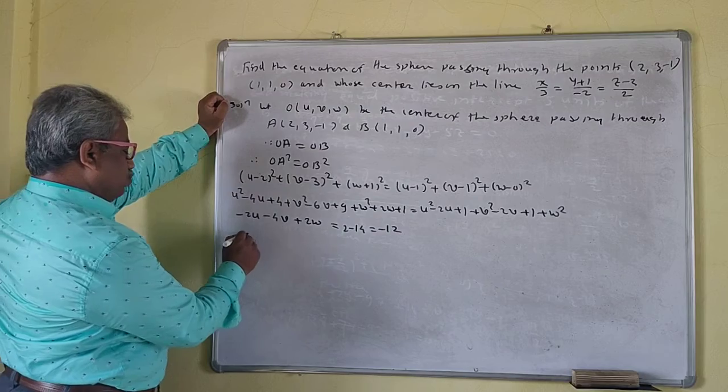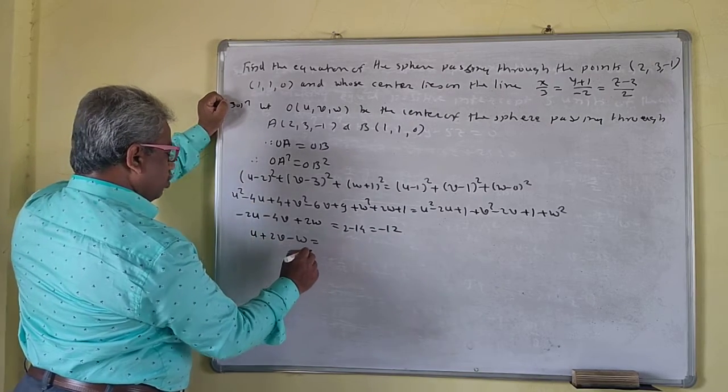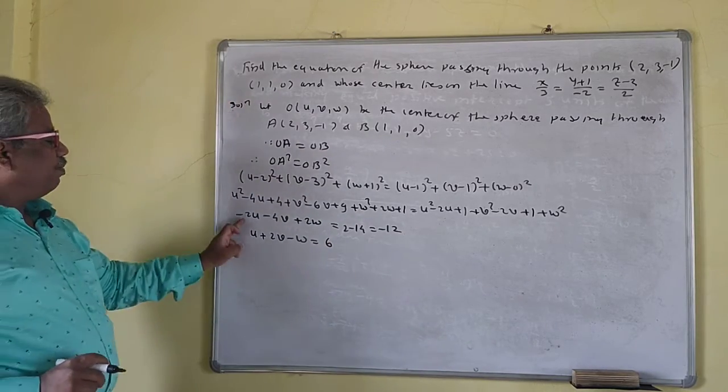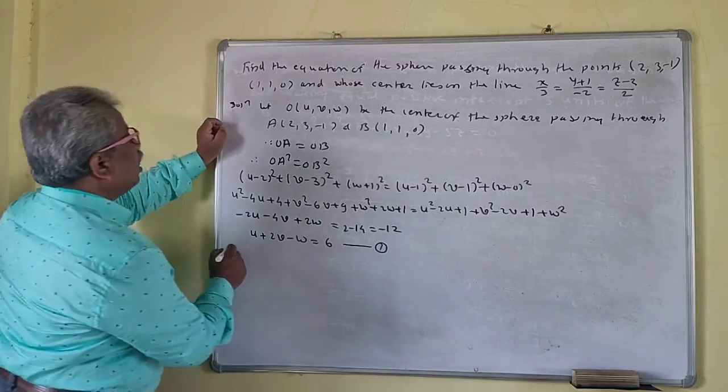We'll divide by minus 2 now. So this is U plus twice V minus W is equal to 6. We are dividing by minus, so take care of this.